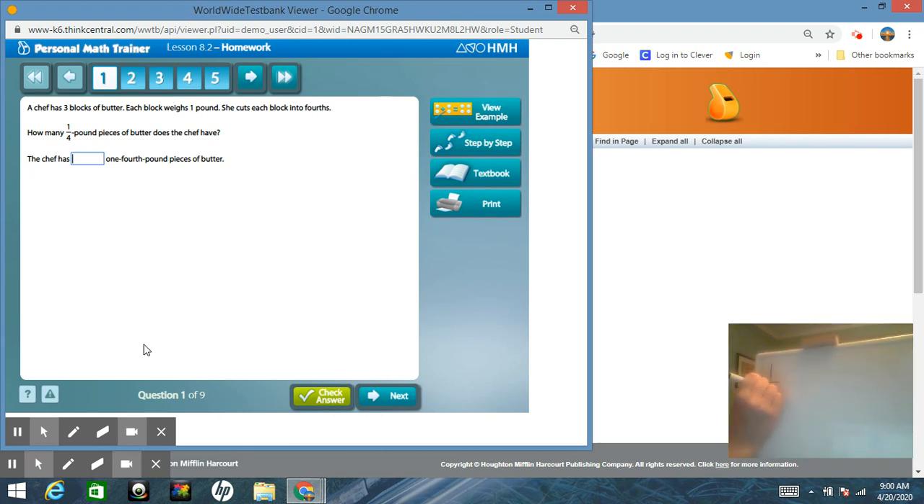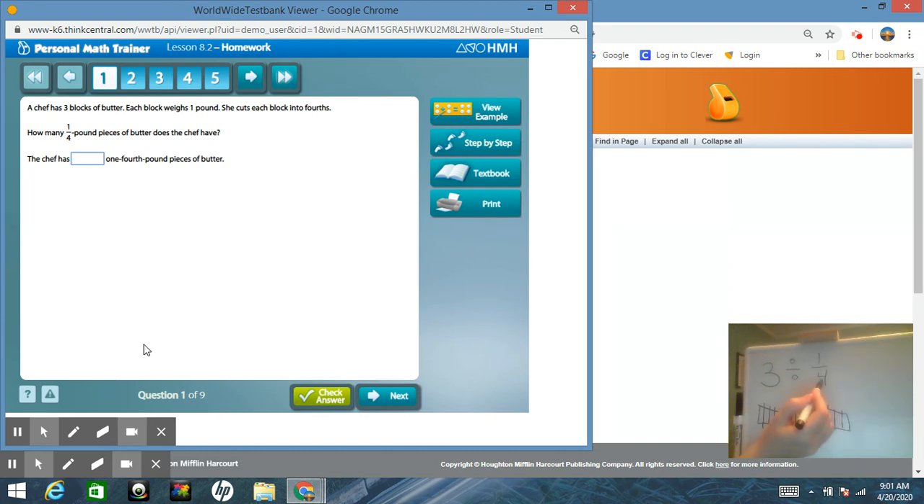It says she has 3 blocks of butter. Or you could draw your 3 blocks. And she's going to cut them. She's going to chop them up. So I'm going to divide that into 1/4. If I'm using my model, I could make them into fourths, just like that.